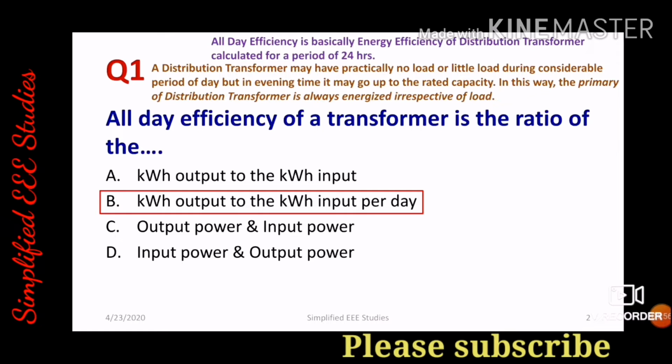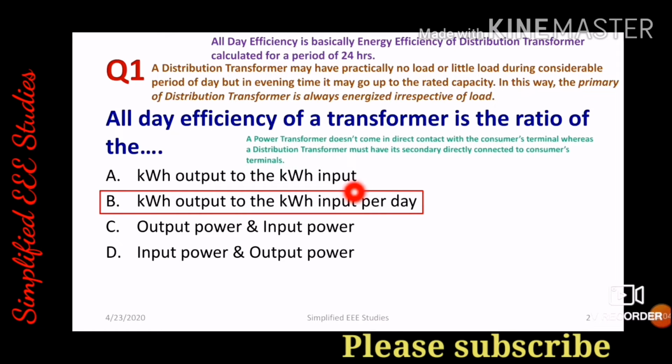So now let us compare the power transformer and the distribution transformer. What are the differences between them? Let me move on to the next point. A power transformer doesn't come in direct contact with the customer's terminal or consumer terminal, whereas a distribution transformer must have its secondary directly connected to customer premises. That's the first peculiarity.